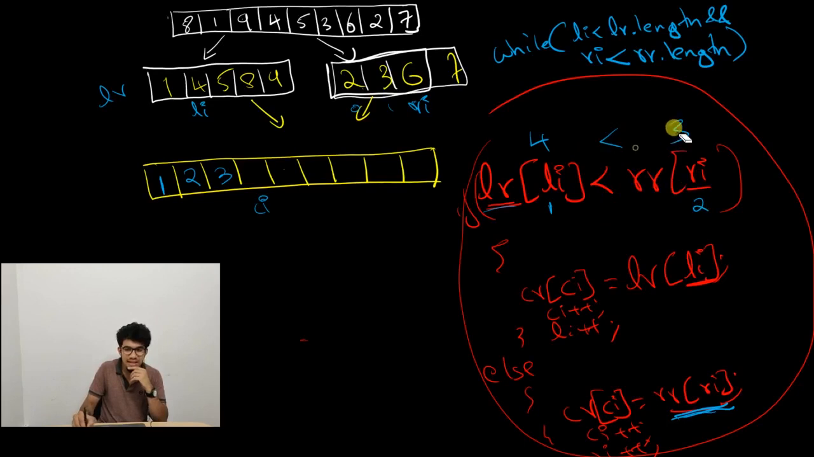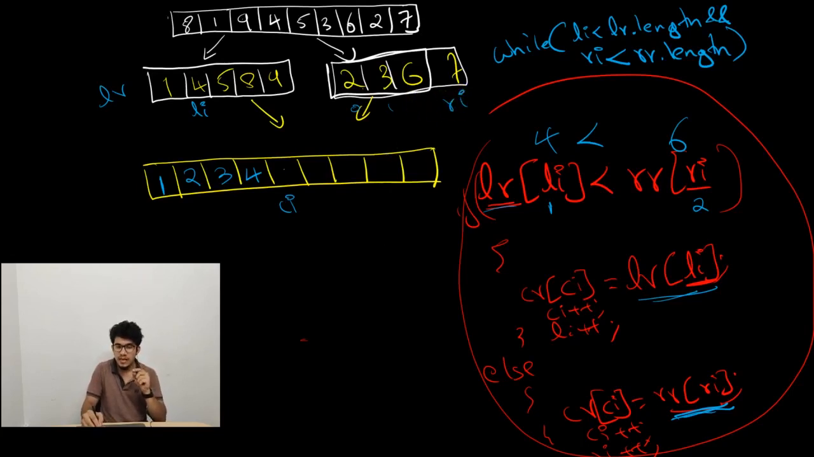So it will again compare. That is LR of Li. LR of Li is 4. Is it less than RR of Ri? That is 6. Is 4 less than 6? Yes. Yes means LR of Li, that 4 should be stored wherever Ci is there. Then Ci should increment. But Ri also should increment like this. Okay, it should increment. So Li will increment.